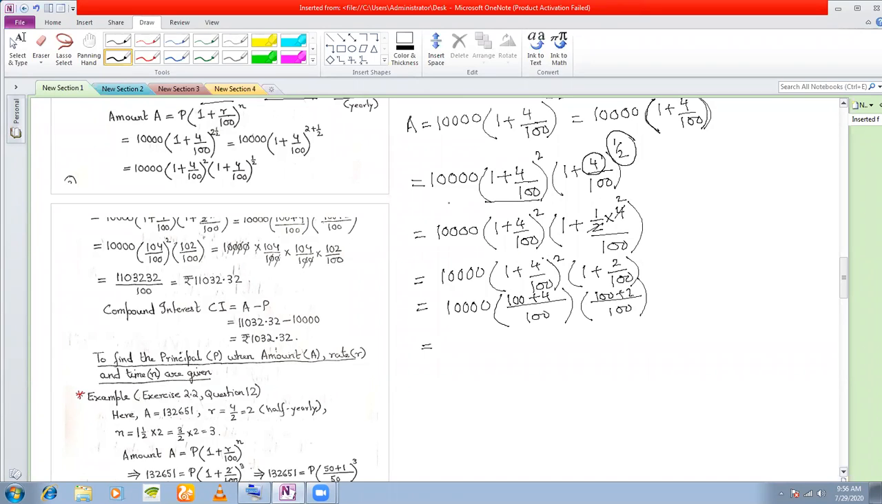But I have not cancelled because there was 100 in the denominator. Okay, so I've tried to keep the 100 in the denominator because I see there's a 10,000 here also. So what I know is that ultimately this 100 is going to cancel, whether I cancel now or not. This is the power 2. So this becomes 104 by 100 whole square into 102 by 100. This becomes 10,000 into 104 by 100 into 104 by 100 into 102 by 100.